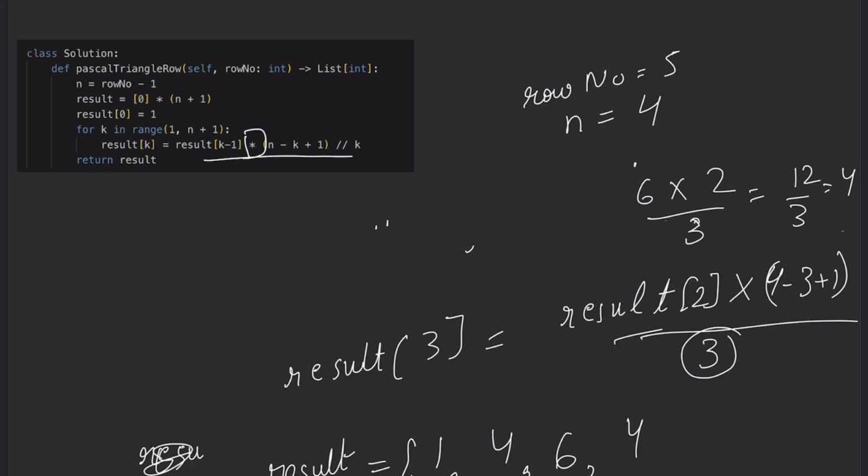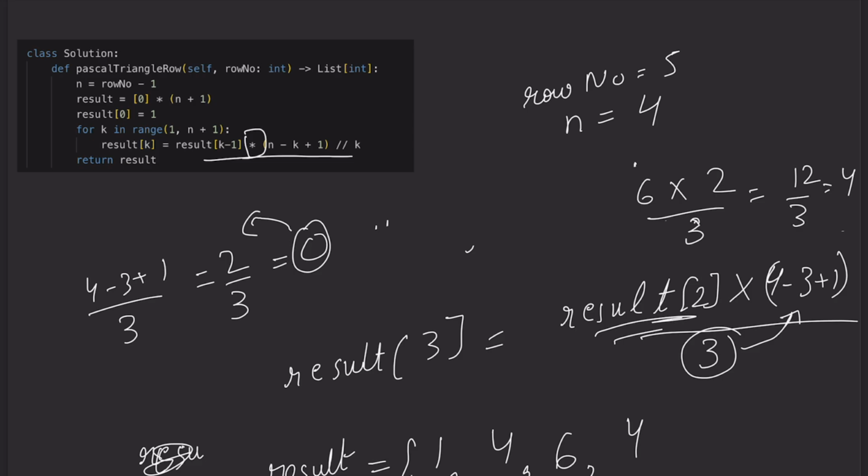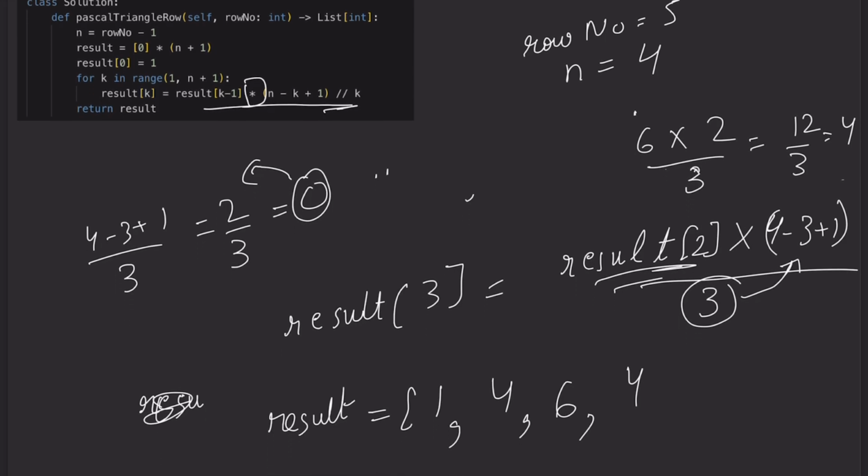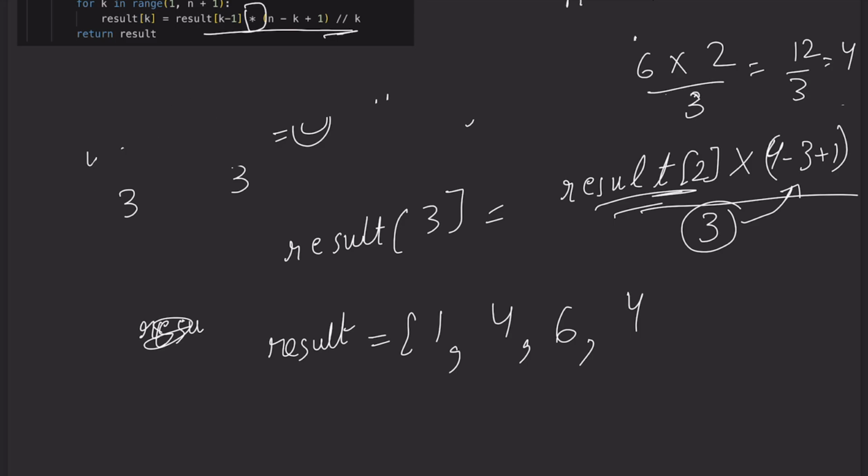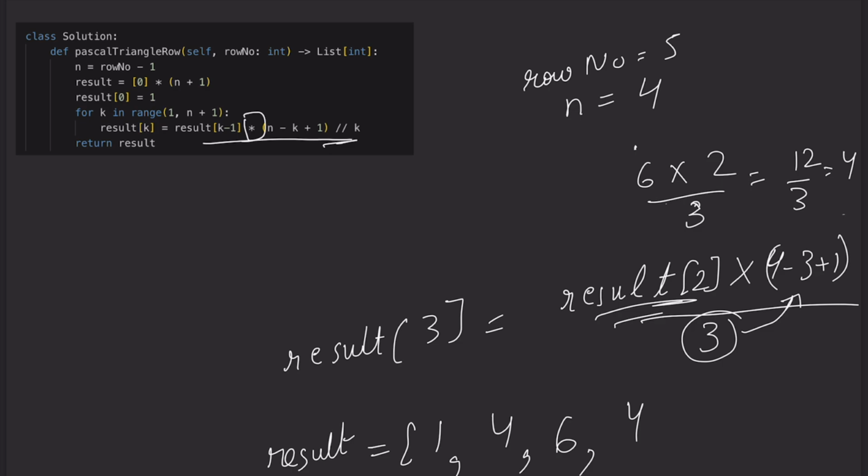So firstly, this multiplication is evaluated. Don't divide this first, because if you floor divide 4 minus 3 plus 1 by 3, it becomes 2 by 3, which is 0 in floor division. You multiply it by the result of 2, it will become 0. So we don't perform division first, we perform multiplication first. If this confusion occurs to you, I'm just clarifying it to you beforehand.